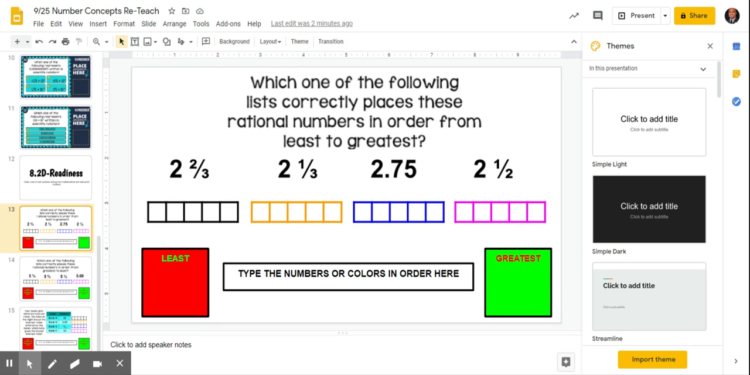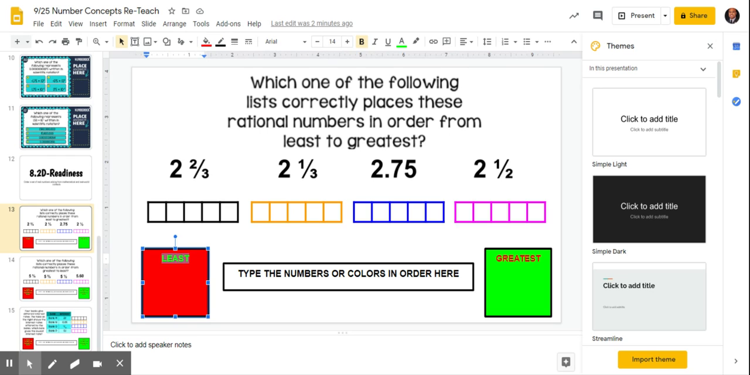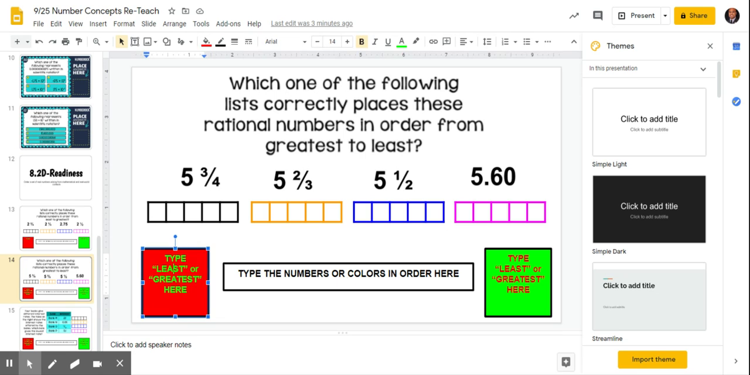It says, which one of the following lists correctly places these rational numbers in order from least to greatest? You'll need to convert all 4 of these numbers into decimal form and then place them least to greatest. Now, yours might say right here to type in least or greatest. I did as such, and I typed least here, and I typed greatest here. On other problems you'll see, you'll need to do that yourself.